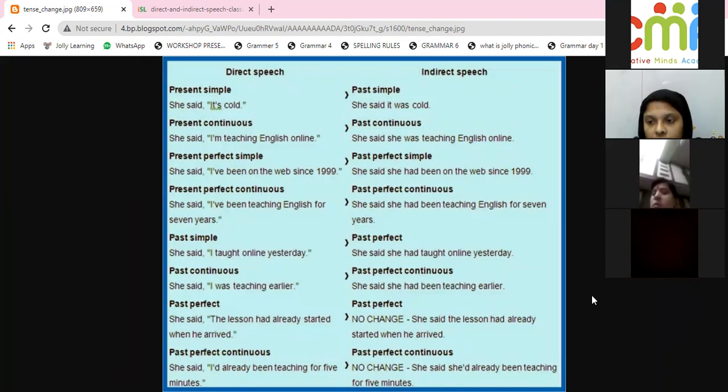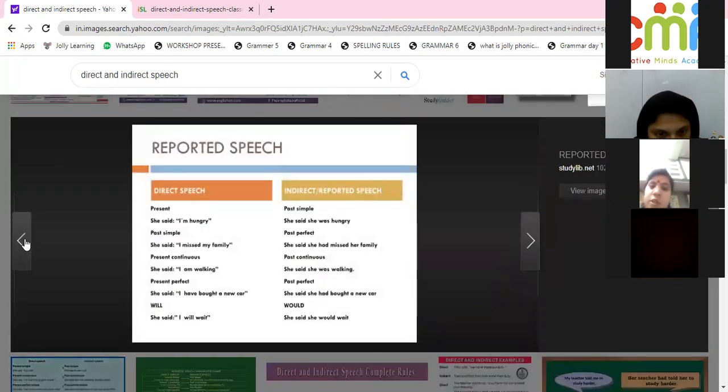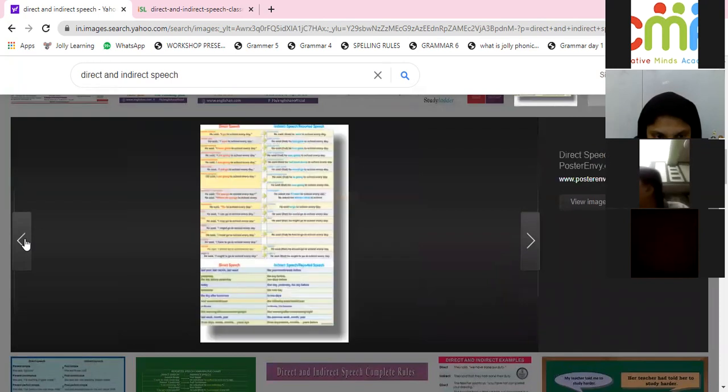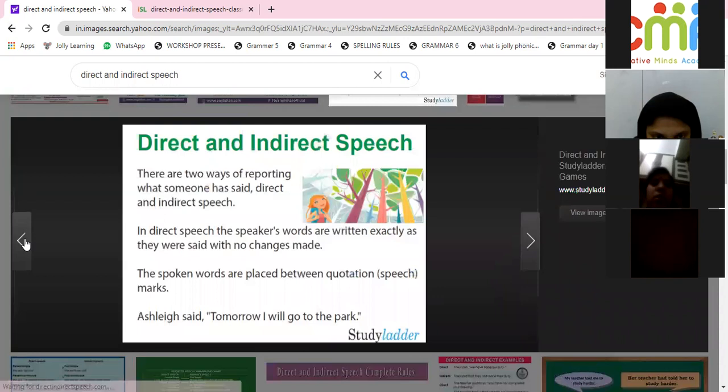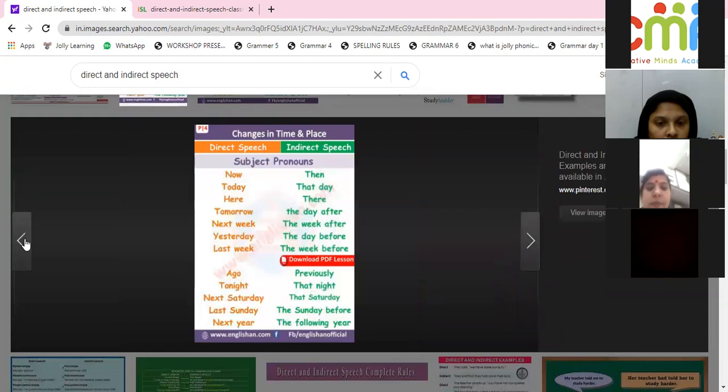Okay. So now can you tell me why there is no change in the last two sentences? Why is there no change? Yes. So past perfect and past perfect continuous will not change. I hope we have done lots of examples and now everyone is clear. Yes, ma'am. Okay, now there are some more rules.